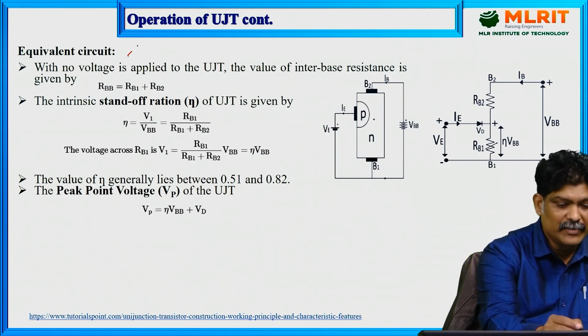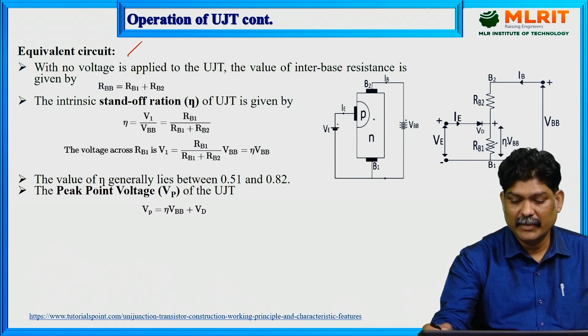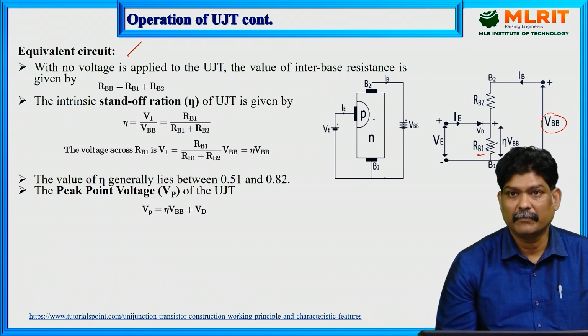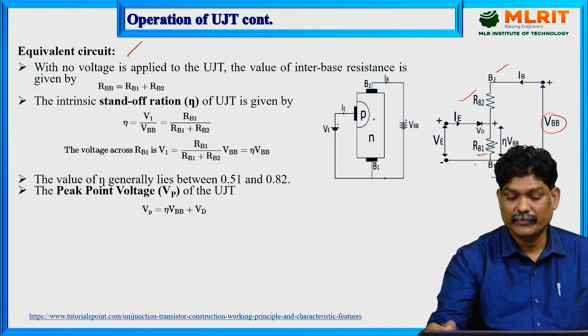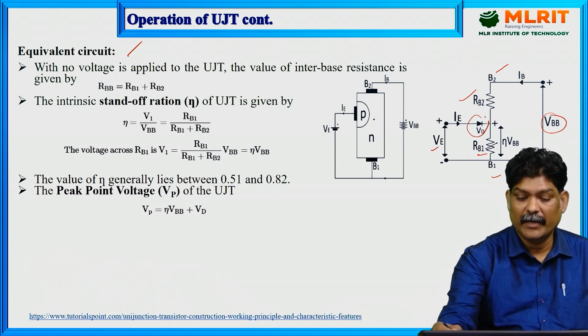Now the equivalent circuit. If you see the equivalent circuit, here we have RB1, and this is the biasing voltage VBB, RB2, base 2, base 1, and this is the emitter voltage. This is the PN diode.